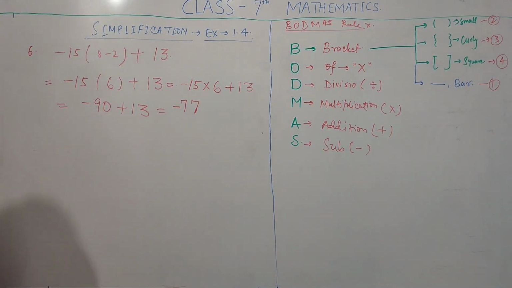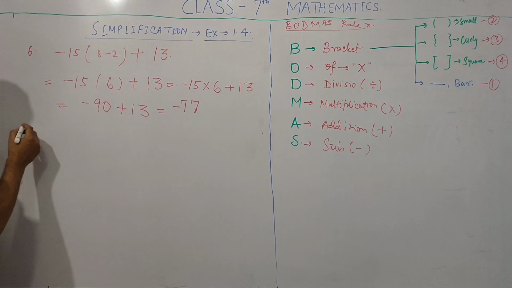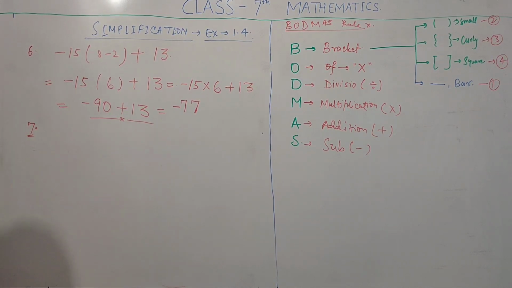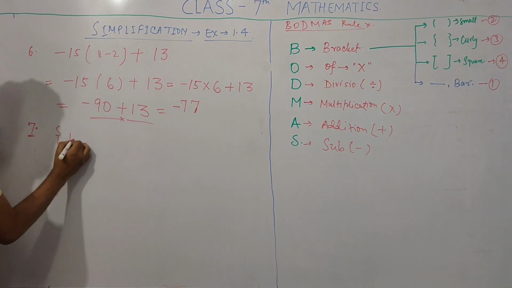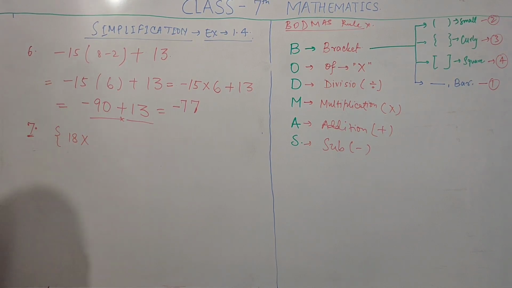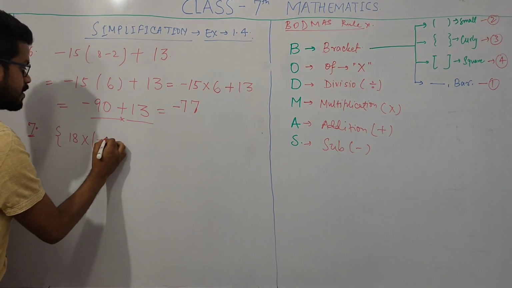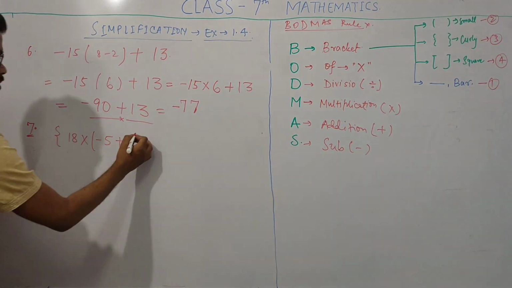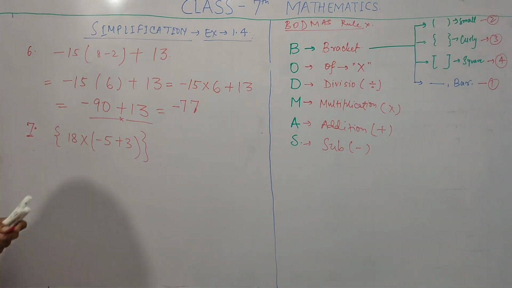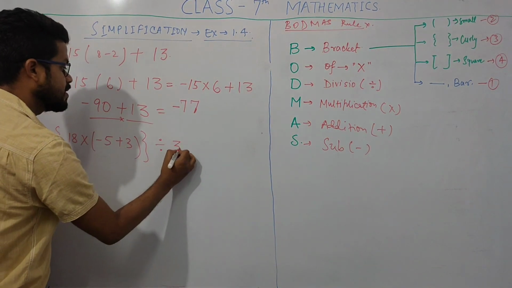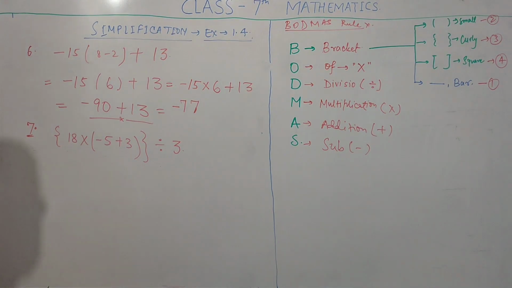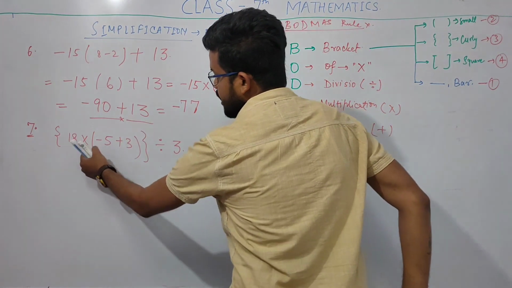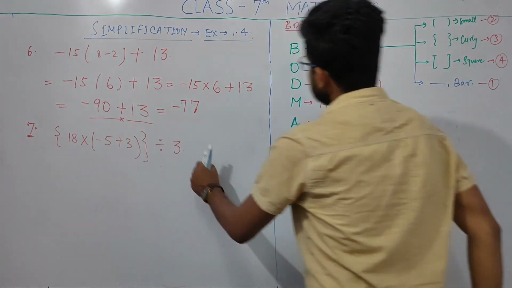Now come to question number 7. Question number 7 is 18 into, minus 5 plus 3, bracket close, divided by 3. Okay. Bracket 18 into minus 5 plus 3, division 3.